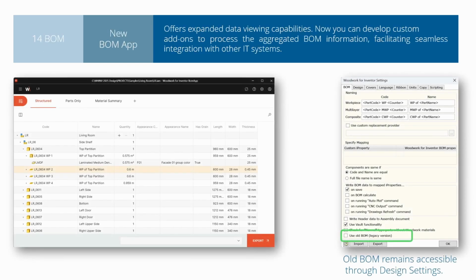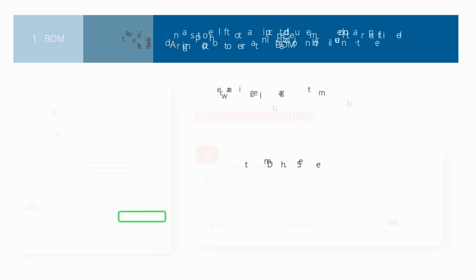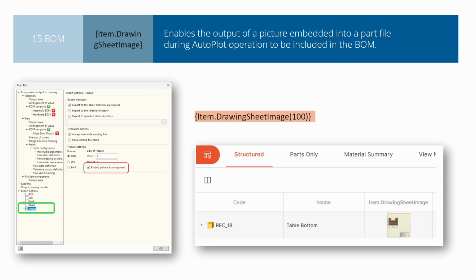The latest BOM app introduces enhanced data viewing capabilities, empowering you to develop custom add-ons for seamless integration with other IT systems. Should you prefer to utilize the older version for any reason, it remains accessible within the design settings. With the introduction of the new keyword, you can now leverage the embedded drawings and pictures across different BOMs, streamlining your documentation workflow.